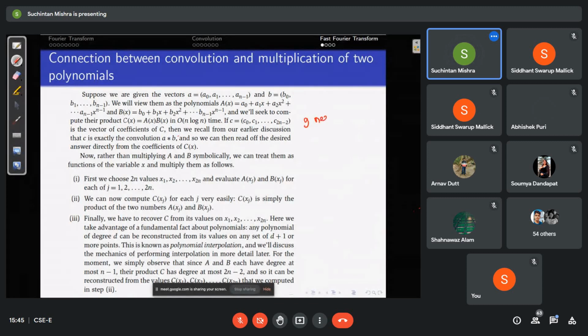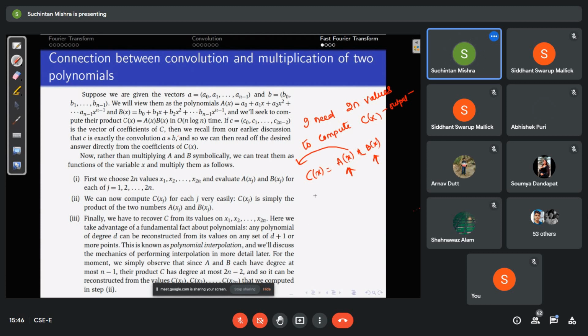I need 2n values to compute C of x, that is the output, because C of x is equal to A of x into B of x. Okay, this value has to be found out, this value has to be found out, they have to be multiplied, only then I will get the answer.